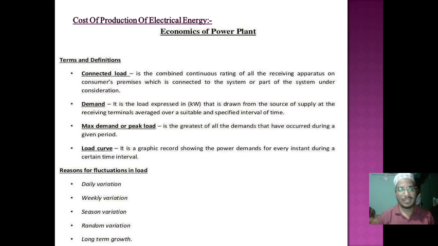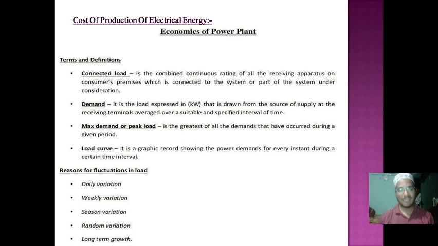In the connected load, all the equipment of the power plant, the devices and components, and then operating those components, all come under connected load, which is the system under consideration. What is demand?